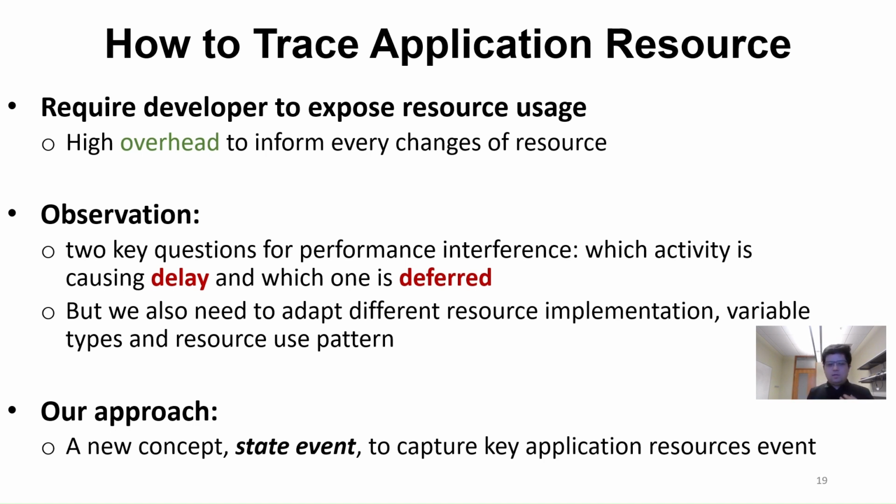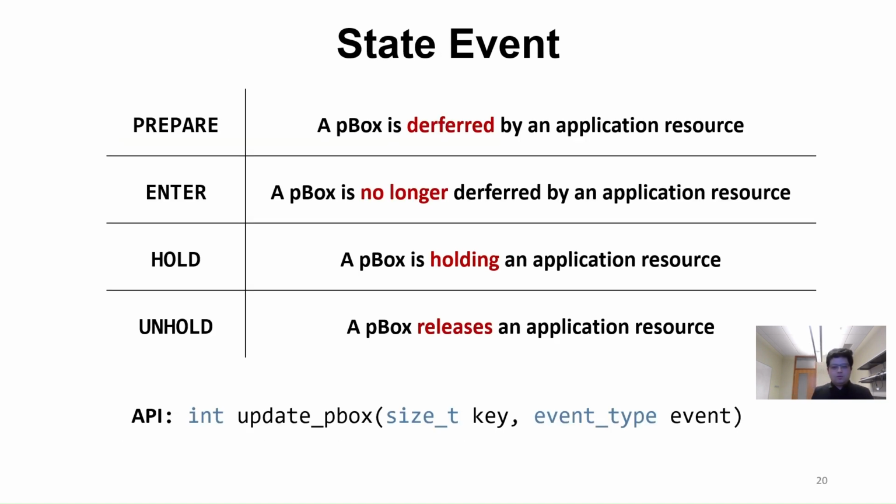Based on this observation, we introduce a new concept called state event that enables efficient tracing of both noisy and victim tasks within the application resource. The state event has four states: prepare, entering, hold, and unhold. Prepare and entering events are designed to capture how long a pBox is blocked by application resource. The hold and unhold events are triggered when the application resource is held or released by the pBox. These events are communicated to the pBox manager through the update pBox function call.